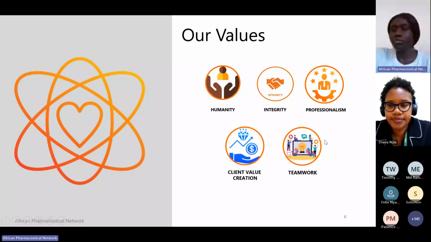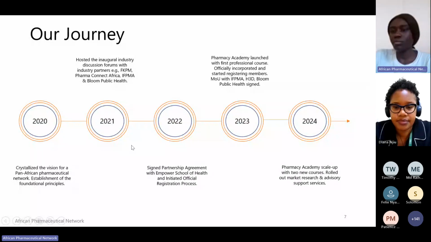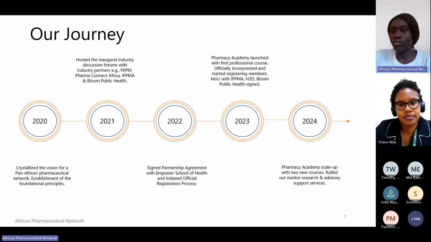So what does our journey look like since our inception? I mentioned that in 2020, we established the foundation of principles that have been driving us so far. In 2021, we hosted the inaugural industry discussion forums, with partners such as IFPMA, FKPM, Pharma Connect Africa, and Bloom Public Health. In 2022, we signed a partnership agreement with Empower School of Health. They had some courses they wanted to facilitate to the African market, that is Kenya to be precise, and so we were able to act as a bridge. In 2023, we launched the Pharmacy Academy. Our first course was the Regulatory Affairs course.